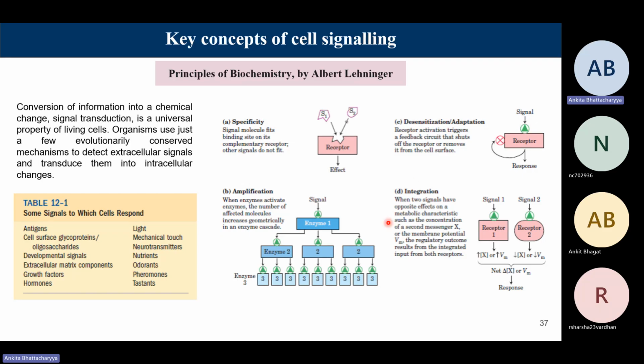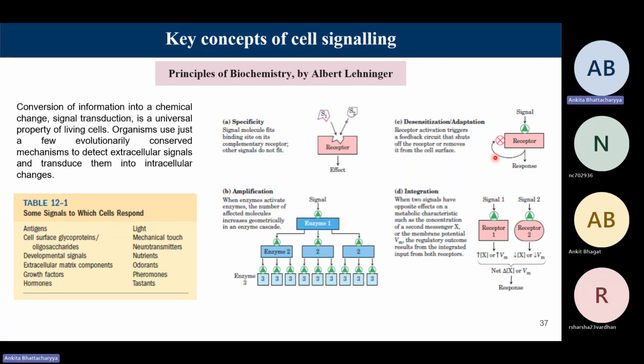How is that done? That is done by using enzymes which are able to set up a cascade to do so. So when one enzyme activates another enzyme and so on and so forth, the number of molecules that are affected keeps on increasing geometrically as part of the enzyme cascade. So enzyme 1 activates multiple enzyme 2, enzyme 2 activates several enzyme 3s, and it just keeps on progressing in this direction.